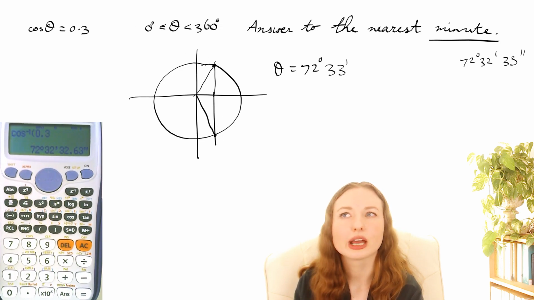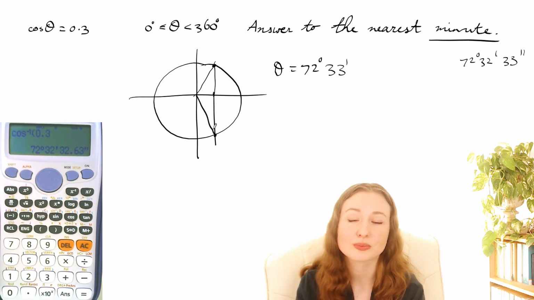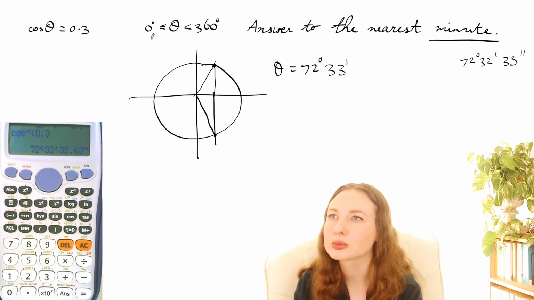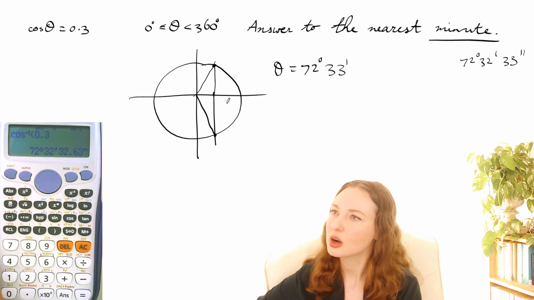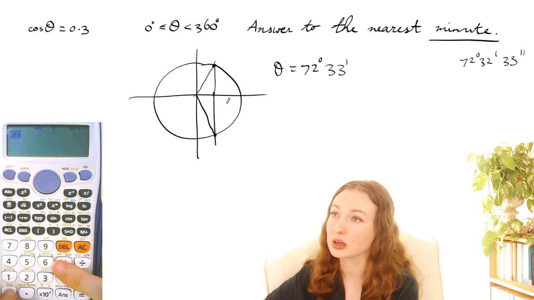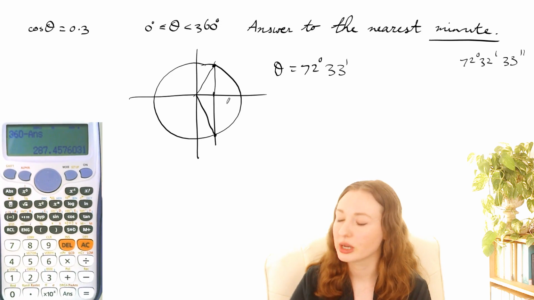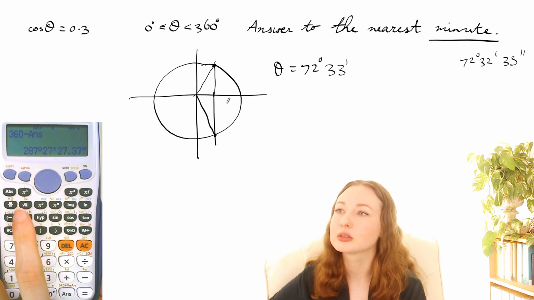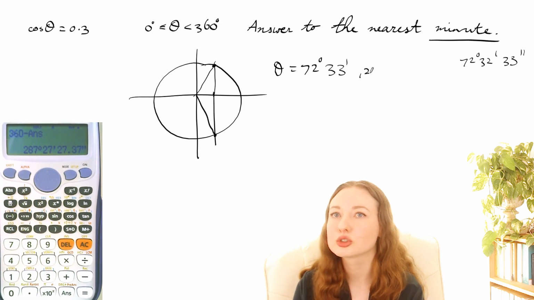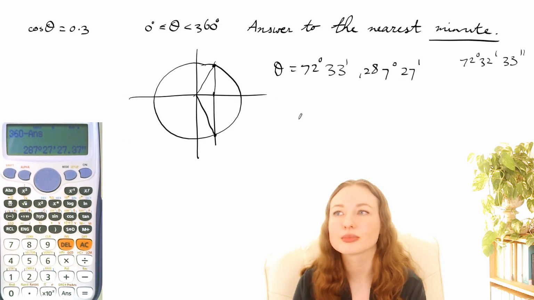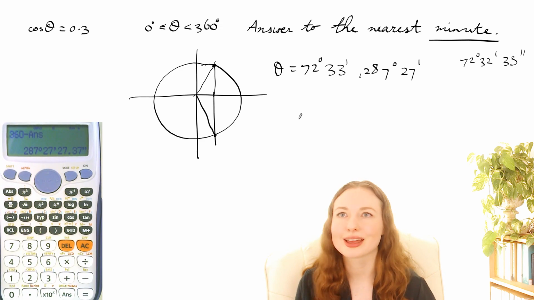Now, if they said negative 180 to 180, you could just call this negative 72 degrees, 33 minutes. But since we need to be in this range, so we can't have negative answers, we can go 360 minus that. So 287, except we have to convert that into degrees and minutes, so we hit the button for that. And we can see that's 287 degrees and 27 minutes. You'd round that one down because that's less than 30. Okay, so that's how you do it on the Casio.